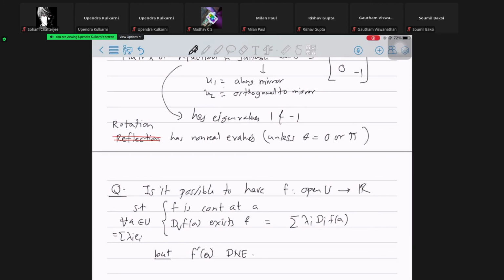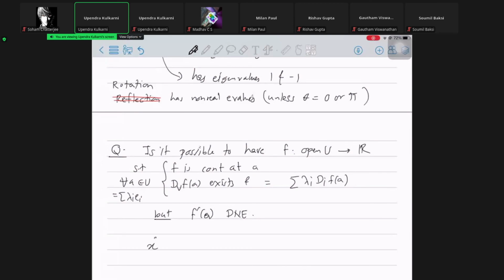I think x cubed y divided by x to the power 4 plus y squared. Okay, so let me just write this down. x cubed y divided by x to the 4 plus y squared. And of course, I define this as 0 at the origin. So just check whether this works.